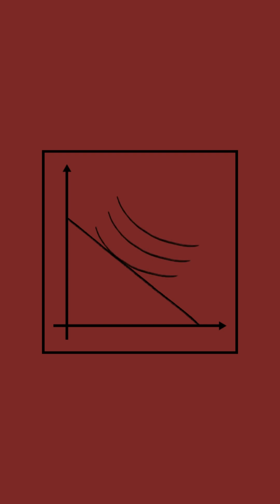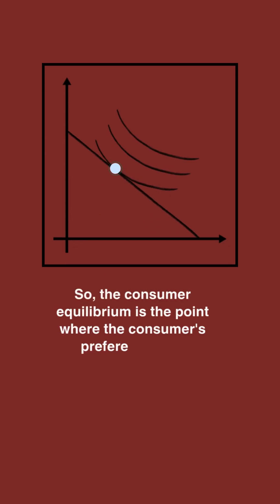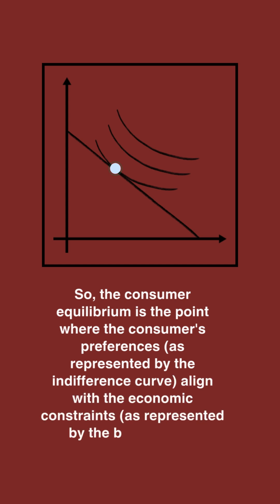This means that the slope of the indifference curve is equal to the slope of the budget line at this point. So, the consumer equilibrium is the point where the consumer's preferences, as represented by the indifference curve, align with the economic constraints, as represented by the budget line.